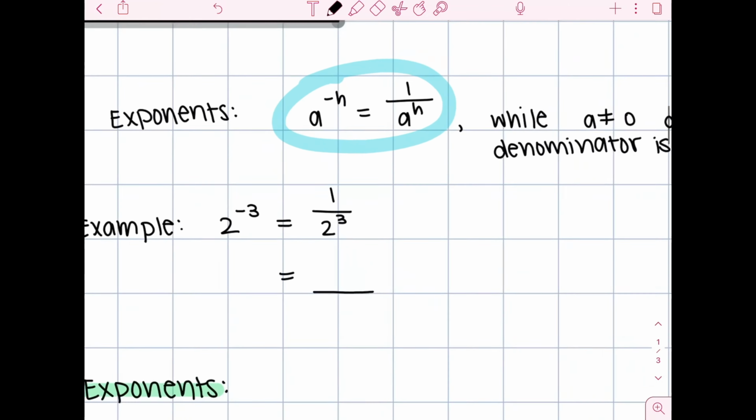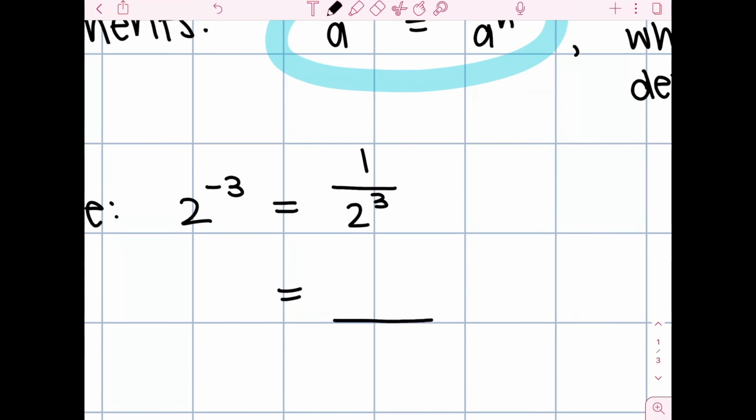So let's look at an example. 2 to the power of negative 3. We can move 2 to the power of 3 to the denominator and put 1 over it. So we get 1 over 8, since 2 to the power of 3 is 8.